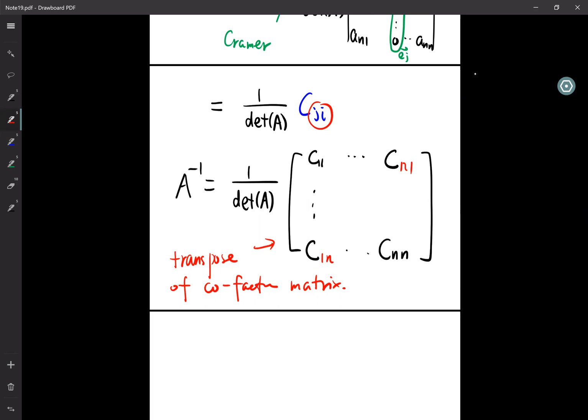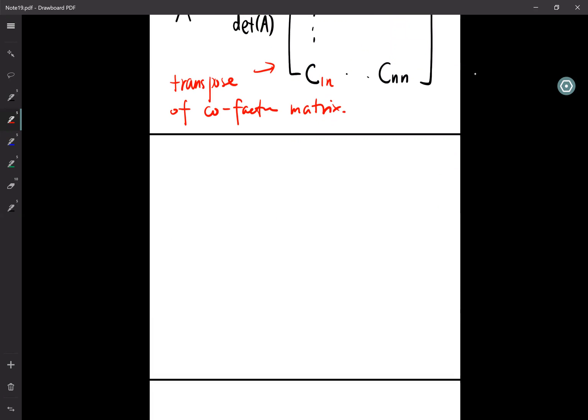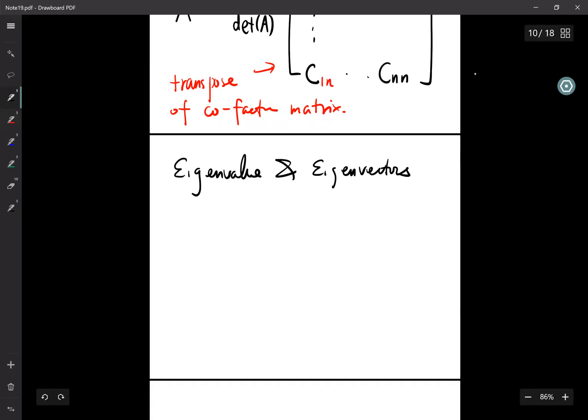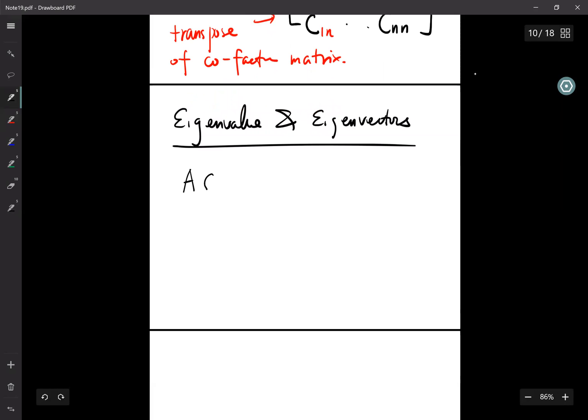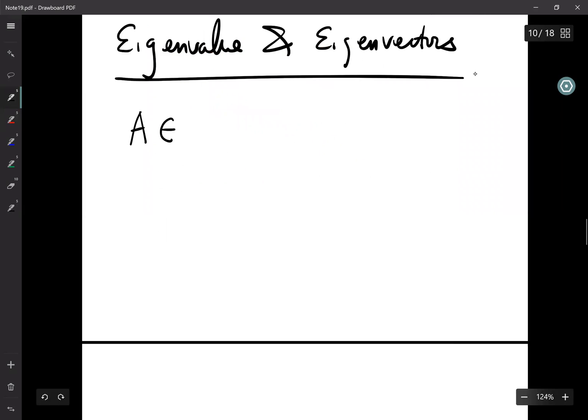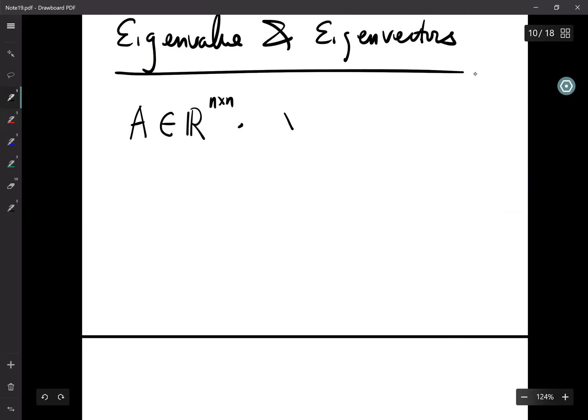Okay, so this wraps up chapter 3, and in the remaining 20 minutes or so, I'm going to talk about chapter 5, that is eigenvalues and eigenvectors. So what is an eigenvalue? Let's consider eigenvalues and eigenvectors. Let's say I have an A that is R n by n, and I give you a vector x in Rn. Now I consider the matrix vector multiplication, y equal to A times x.